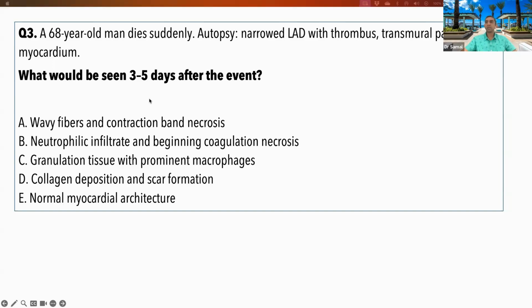So 3 to 5 days, what do you think? Can we pick one choice? Normal myocardial architecture is option E. I can just remove this option. It's the most incorrect option here because it already told us there is a transmural pale area, and the person is dead. It's infarction, so it cannot be normal myocardial architecture.